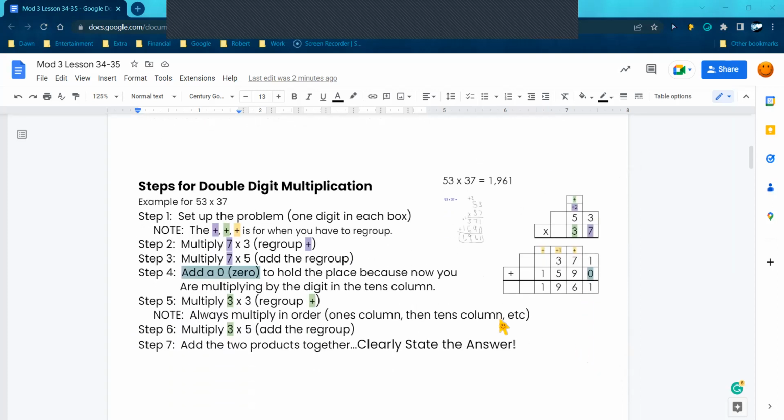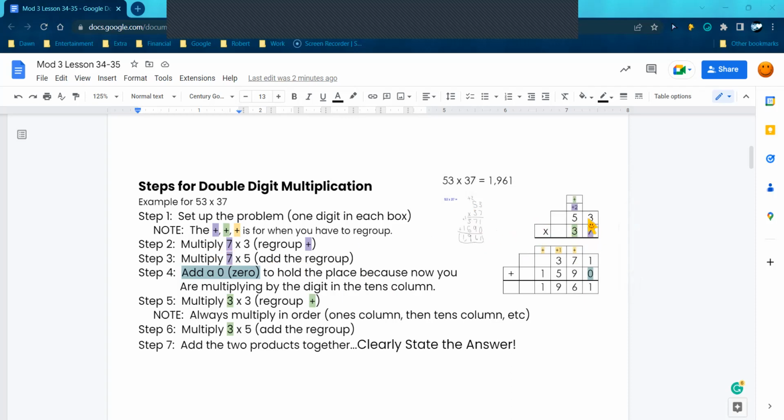Here's our example of double-digit multiplication, you guys. We have 57 times 37. First thing we got to do is set up the problem, so we put them in each of the boxes. We just need to make sure we line them up. Multiply, first thing we do is go to our ones column, or 7.